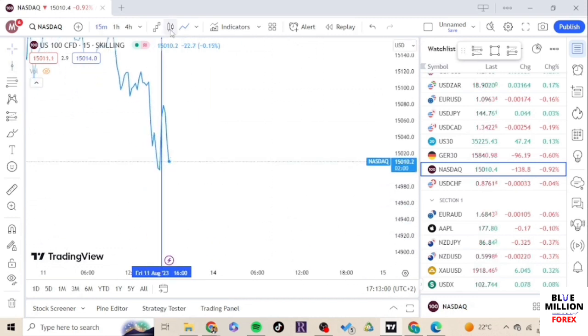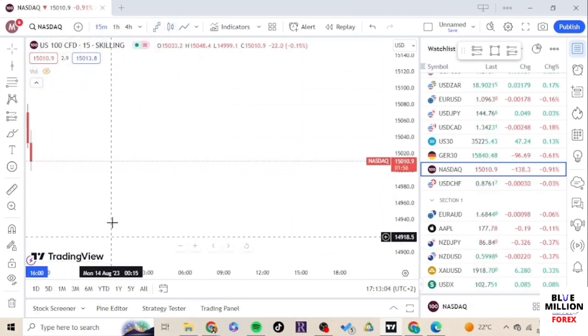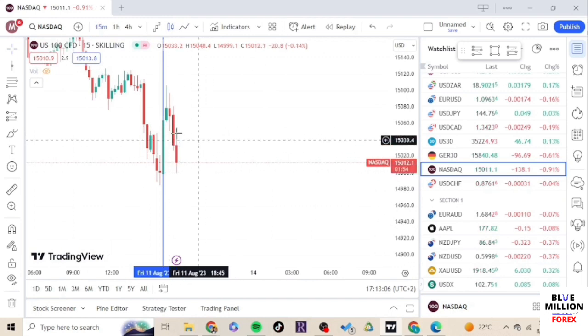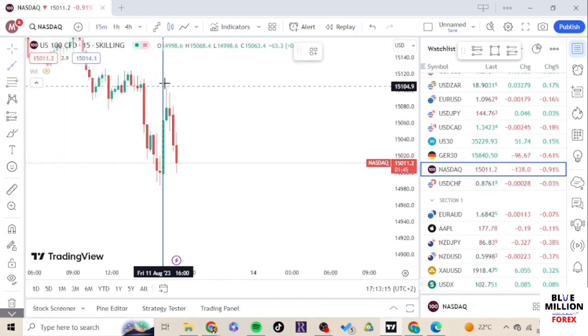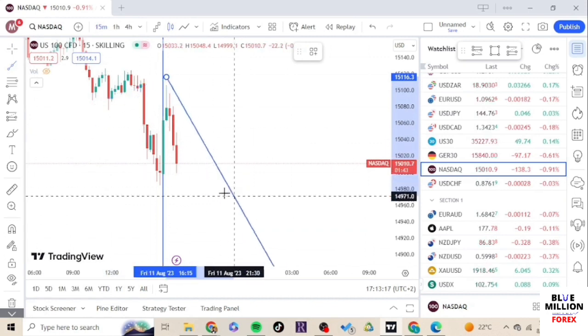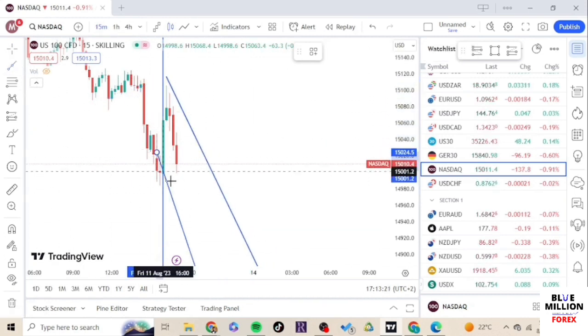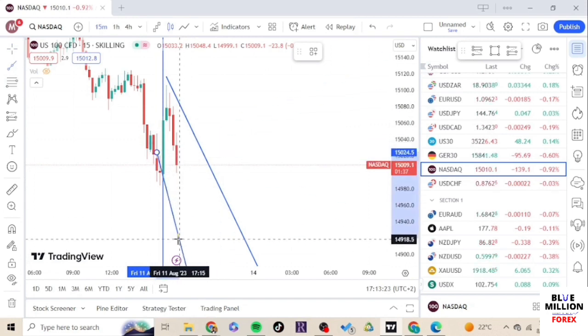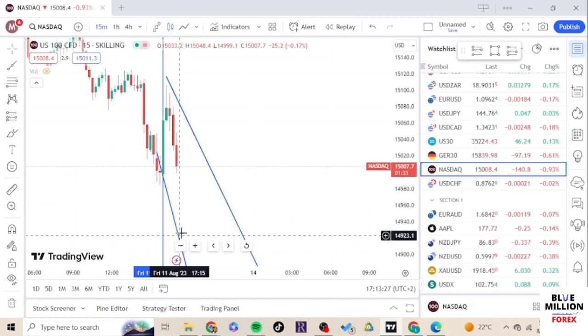I'll just zoom in for you to see. Let me open a candlestick. But you can see that NASDAQ has also been in a downward movement since the New York Stock Exchange opened. So I'm just going to add this line and another one, and another one just right here. So as you can see, it has been going in the same direction.